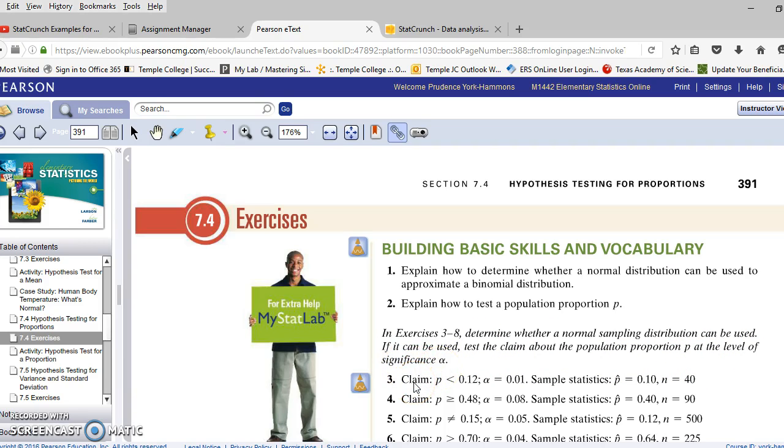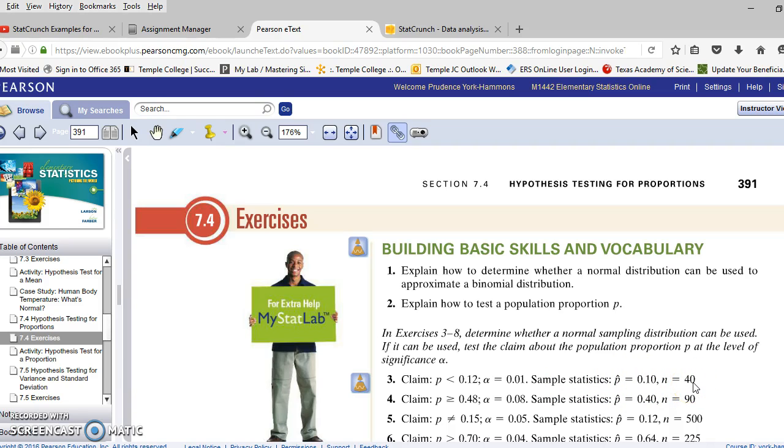So if we look at number 3, the claim is that the population proportion is less than 0.12. Alpha is equal to 0.01, and the sample statistics are p hat equals 0.10 and n equals 40.